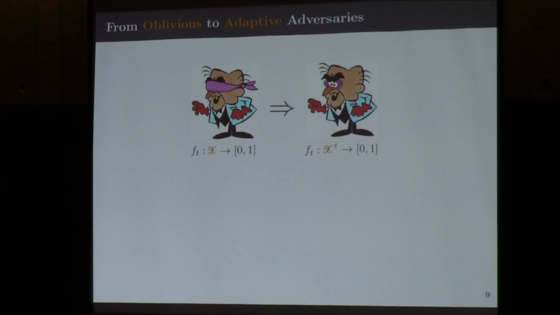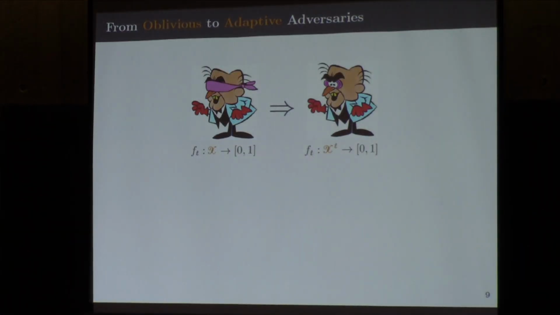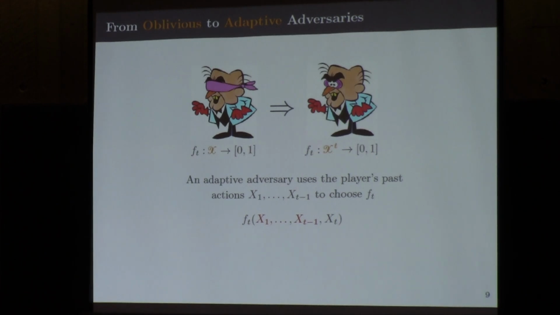Okay? Now, in many of the problems that we care about, that I mentioned in the beginning, it's natural to assume that the adversary is actually not oblivious. The adversary adapts or reacts to the actions played by the player or the predictions made by the learner. Okay? So instead of the adversary playing loss functions f_t that are maps from X to [0,1], the adversary is really playing loss functions that map the entire history of the player, so X^t to [0,1]. Okay? And we refer to this adversary as an adaptive adversary.